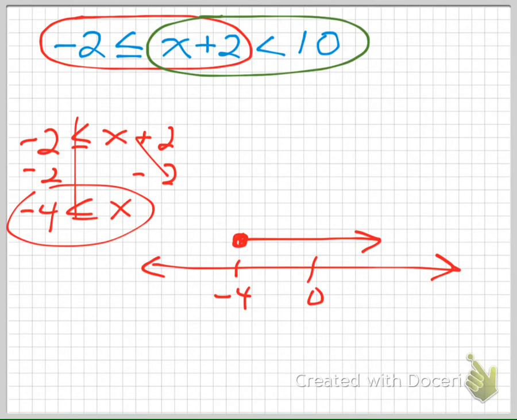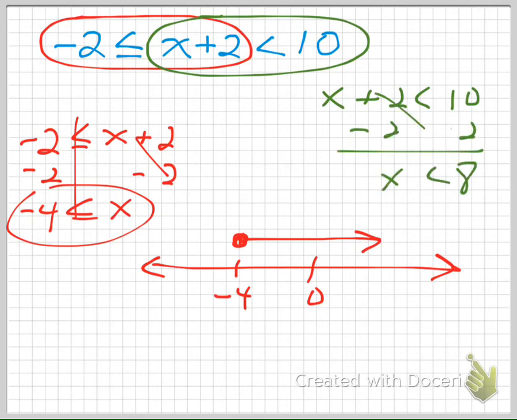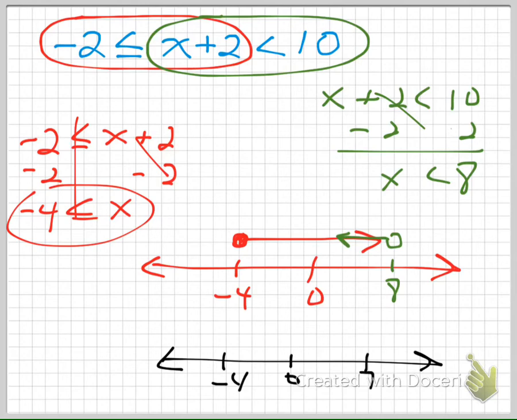The blue one, or the green one, is x plus 2 is less than 10. Minus 2, minus 2. X is less than 8. So here is 8. X is less than 8, to the left. What would this look like in my final, if I'm going to write this? I don't want to see it like that. I would go 0, negative 4, 8. Solid circle this direction, open circle that direction. I'm done.